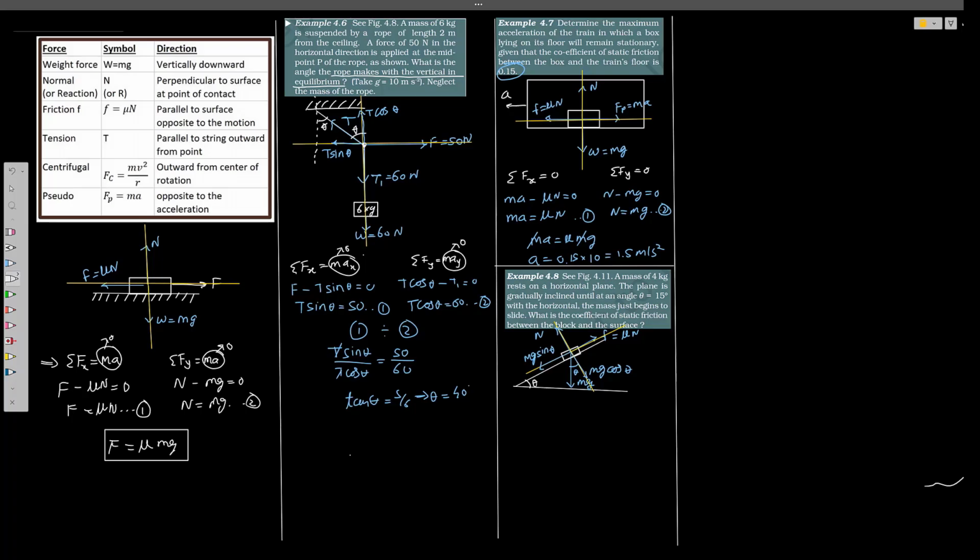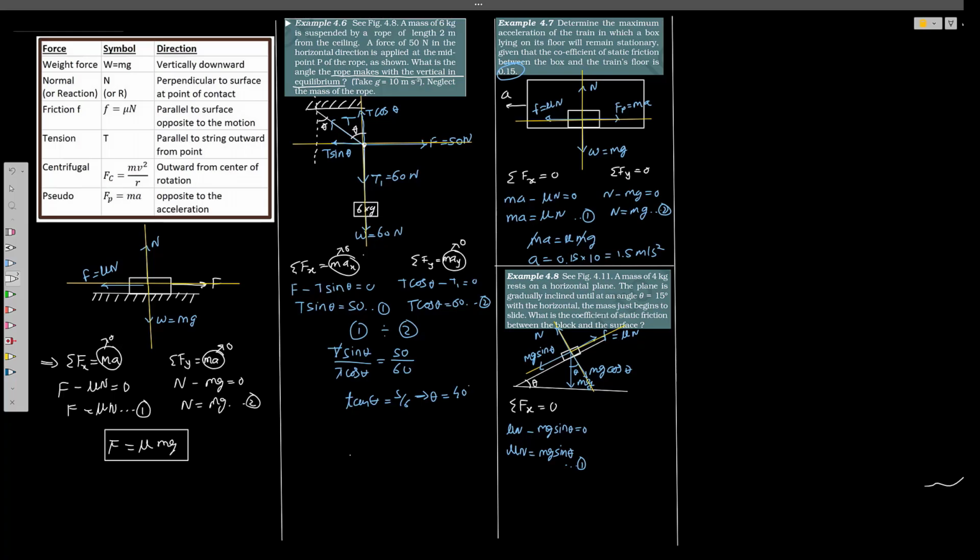Your object is in stationary condition. That's why sigma fx is equal to 0. In positive x-axis, we have friction force mu n. And in negative x-axis, we have minus mg sin theta is equal to 0. So mu n is mg sin theta. This will become your first equation.